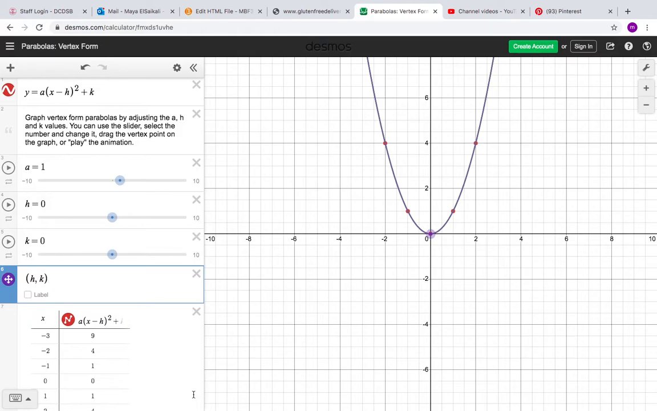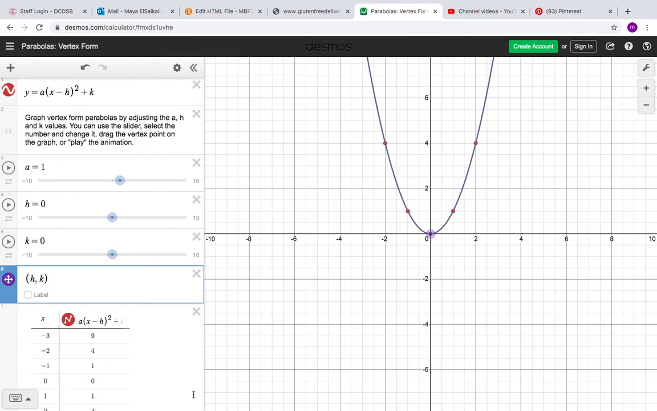So right now, for the third video, we are going to look at what happens if I change the k value in the vertex form. Remember what we've done before: if we change the a value using the vertex form, which is y equals a(x minus h) squared plus k, the parent function is y equals x to the power of 2. If a is greater than 1, we had a vertical stretch. If a is between 0 and 1, we had a vertical compression. And if a was negative, then we had a reflection in the x-axis.